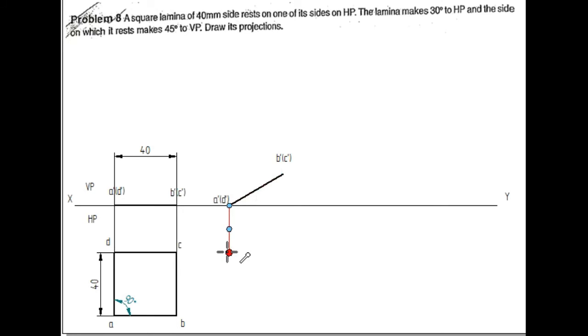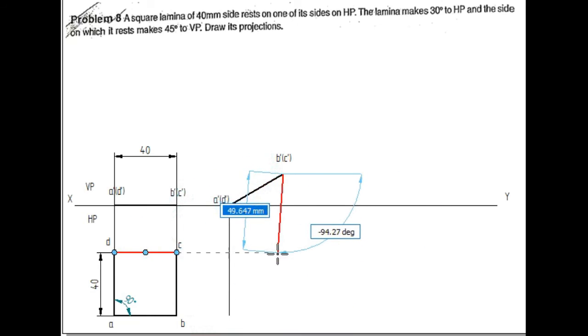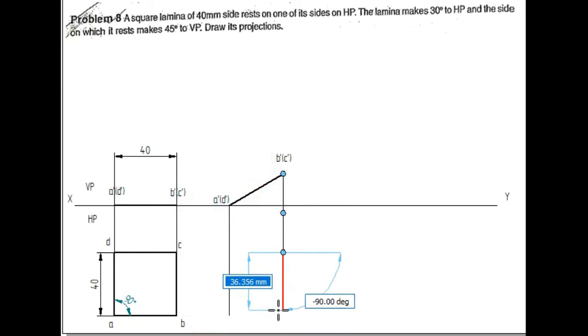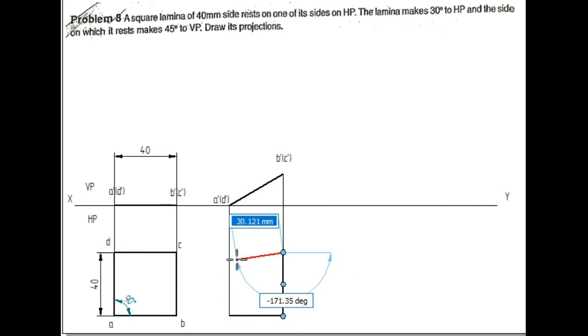Next from A dash to A. Similarly from C dash to C and B dash to B. So now we have all the corner points, and using the corner points we will join the points. I will join from A to B, from B to C, from C to D, and from D to A. And the naming is A, B, C and D.